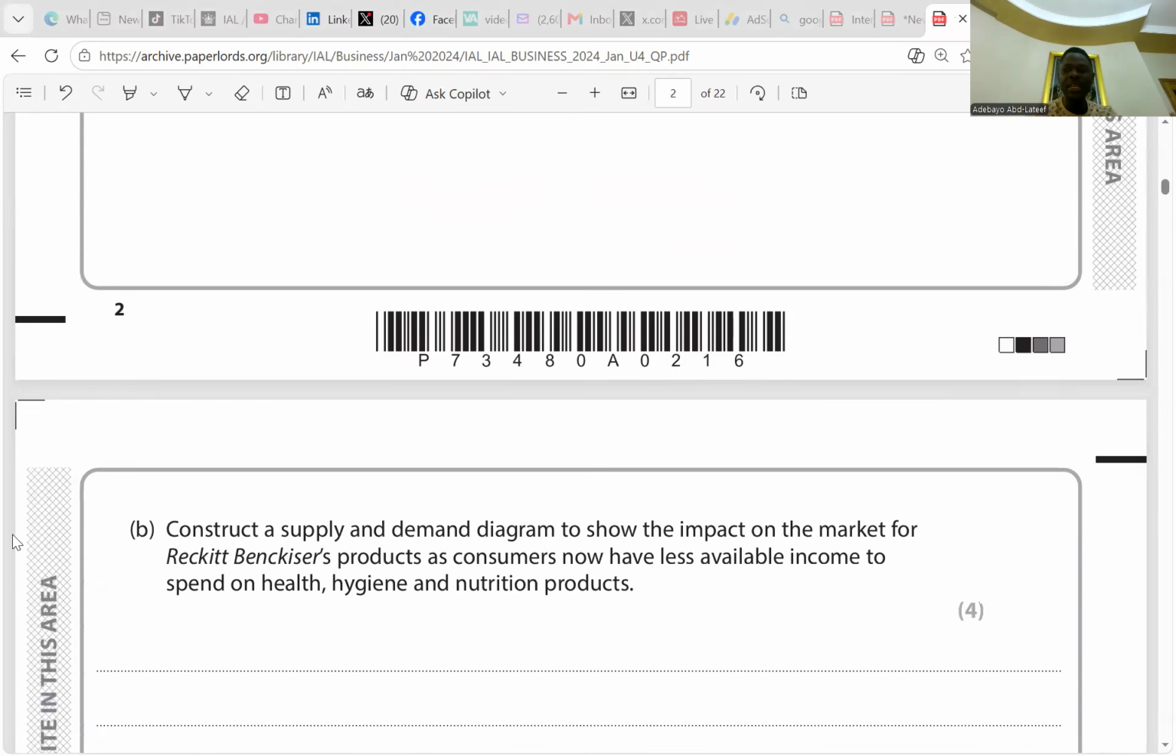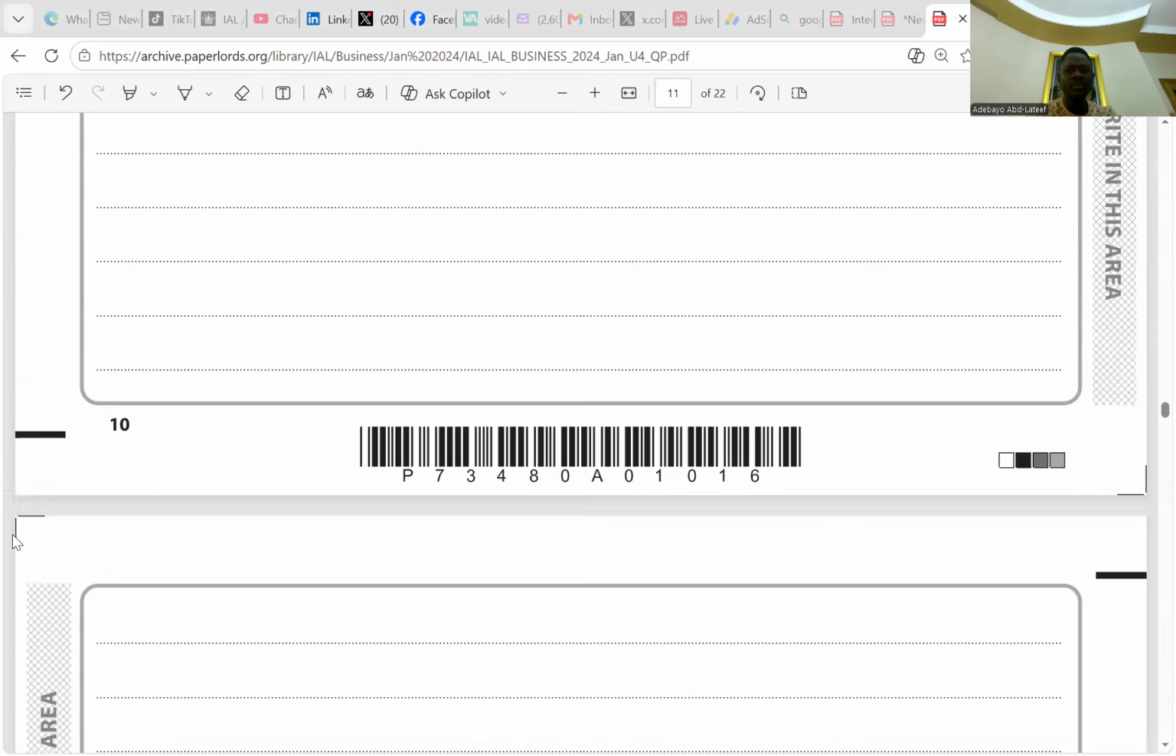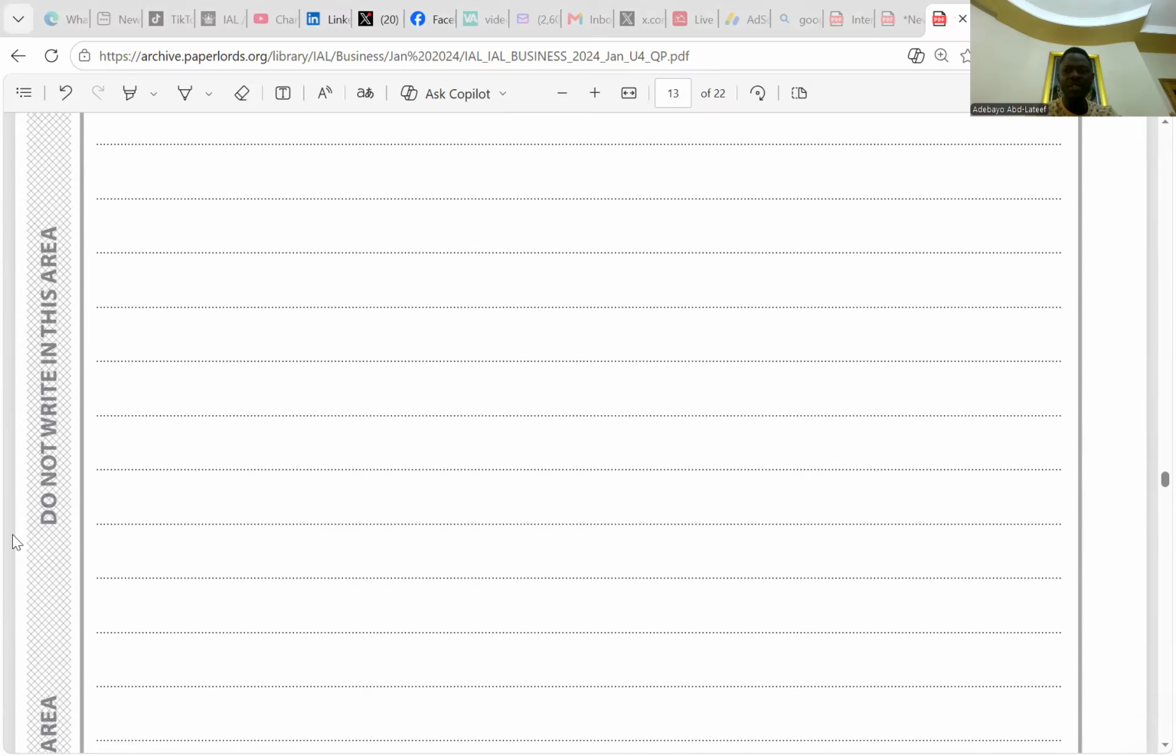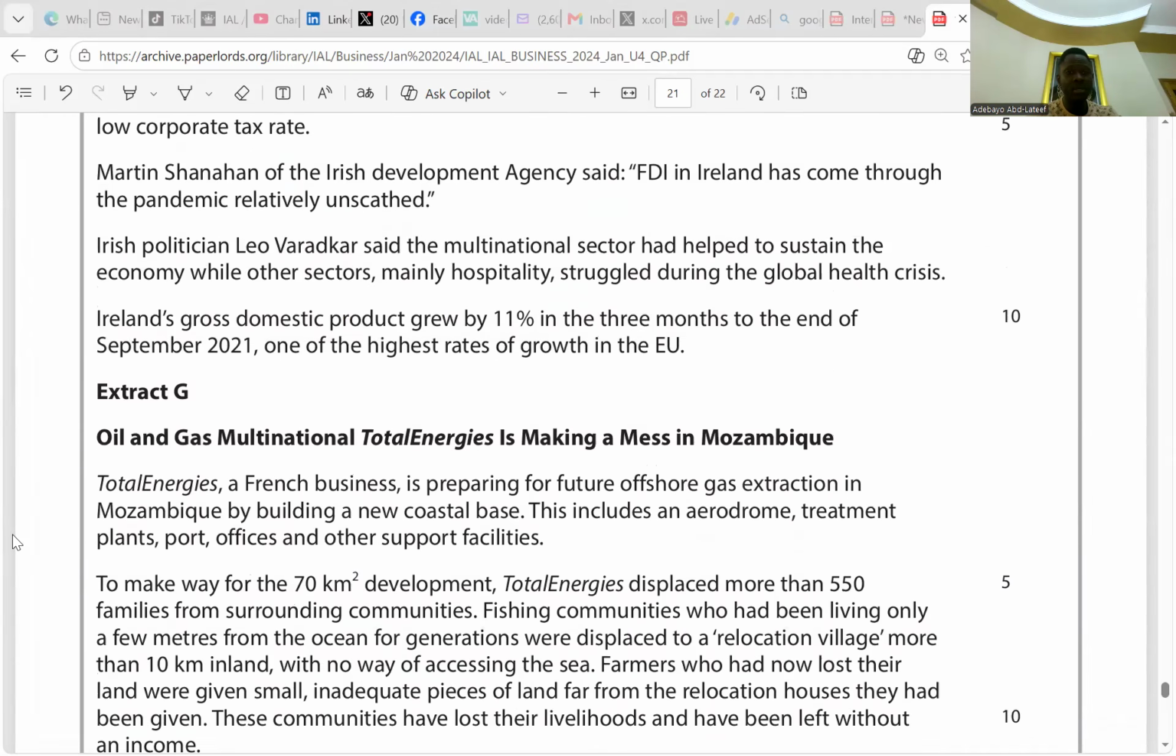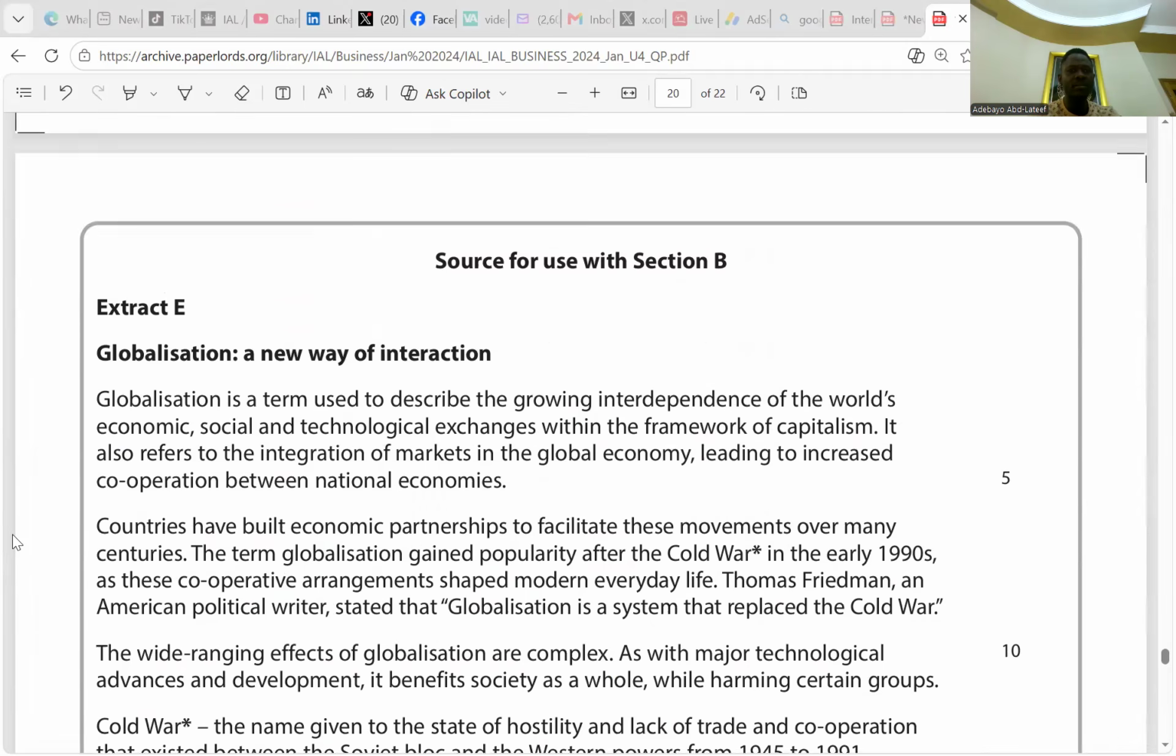So we have extract A. For extract A, stop that already, please. For extract A.